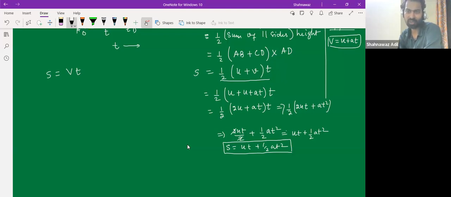Whichever method you found, for the equations of motion, which method did you find easier? I found graphical easier. You also found graphical. And Rishita, what about you? The graphical representation. Okay, so all three of you found the graphical one.